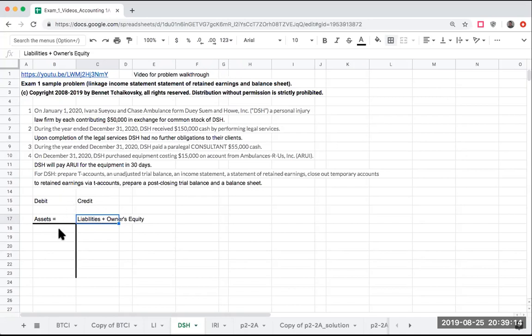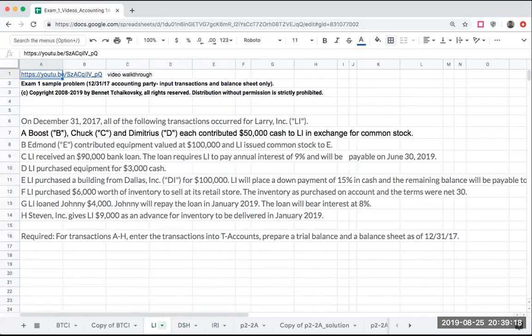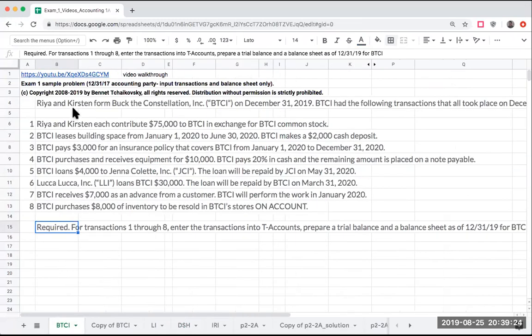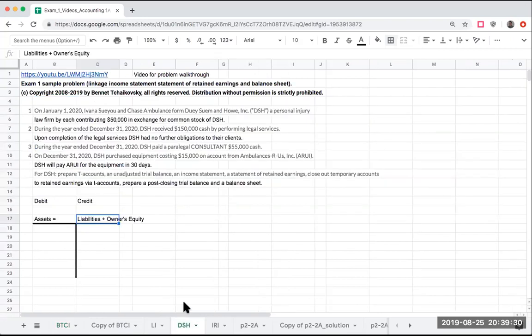Now, if you look at the examples that we've done before in terms of Larry Inc., all these transactions take place on December 31st, 2017. Here it's December 31st, 2019. The reason I did that is to get you familiar with how to record assets, liabilities, and equity. But we know from reality that that is not really what happens.